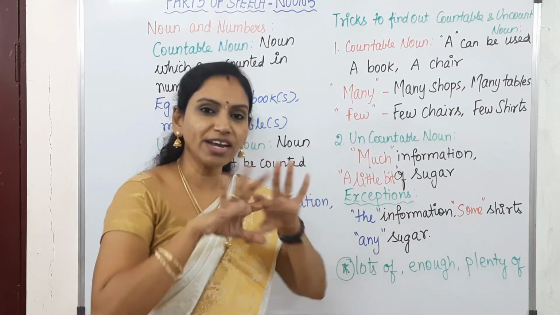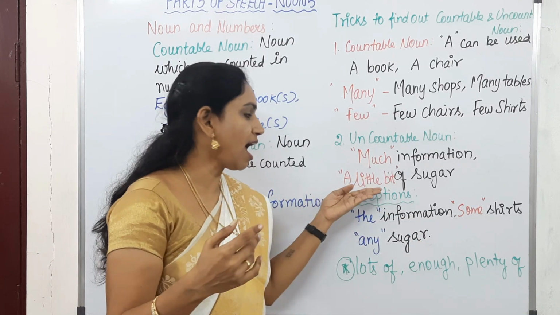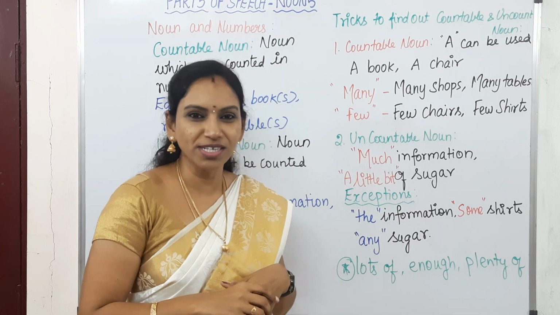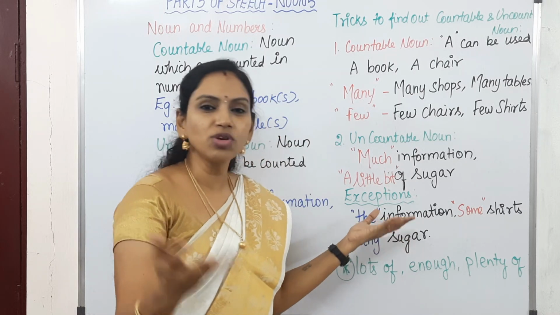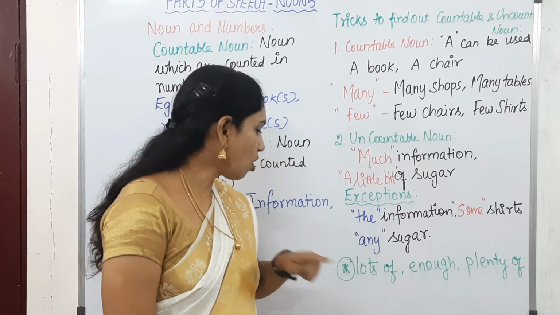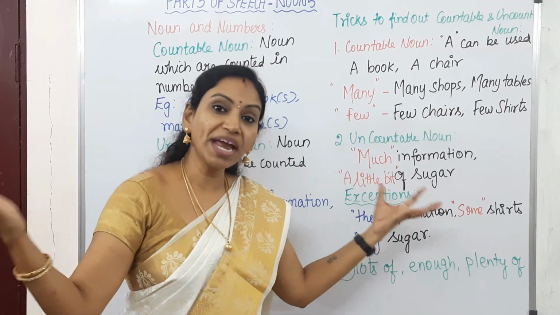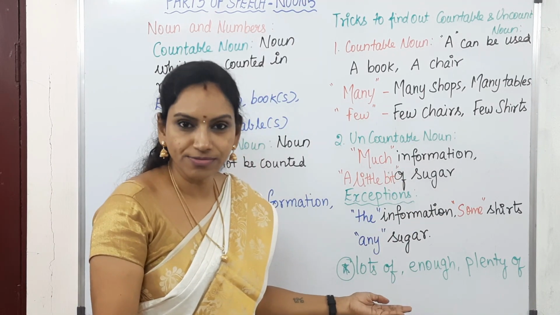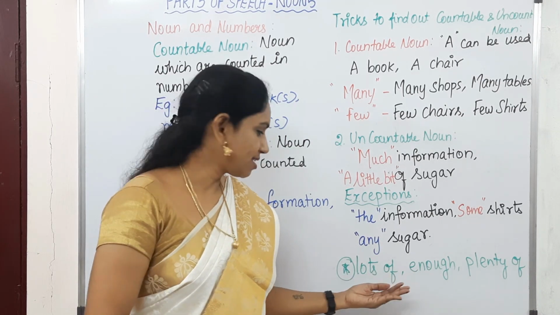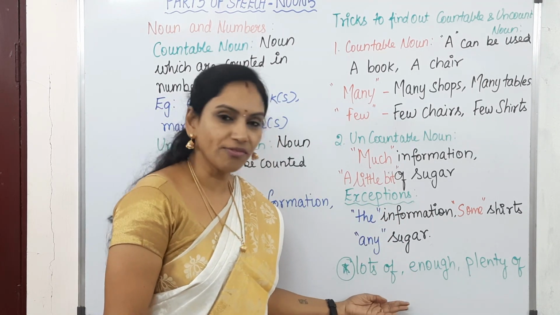Then any sugar. I don't have any sugar at my house. I need not say I have much sugar or I have very little bit of sugar. I need not use such complicated words. I can simply say I don't have any sugar at my house. That is also an uncountable noun. Okay. So instead of all this, if it is many, you can use lots of. Lots of love, lots of fun. Yes, lots of. If it is plural, you can use lots of for uncountable noun.